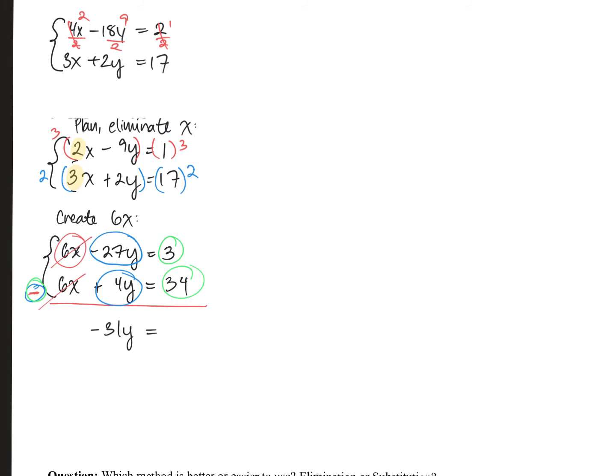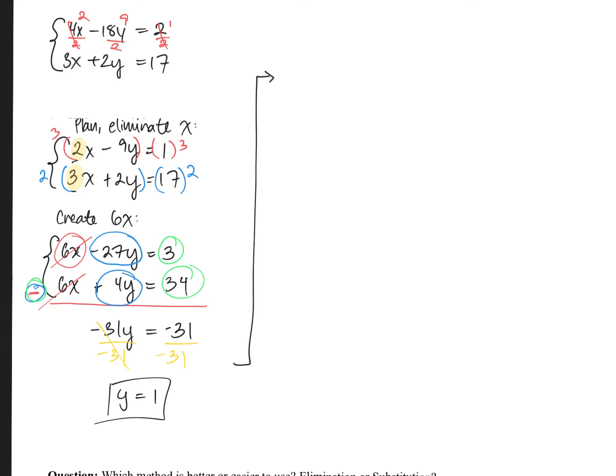Alright, so we have 3 minus 34. That looks like it's going to end up being negative 31. Hey, what do you know? We get 31 on both sides. Go ahead and divide by 31. And we have that y is equal to 1. Awesome. But we're not done. Remember, we still need to solve for x.